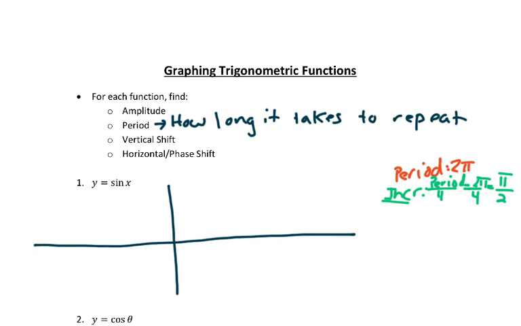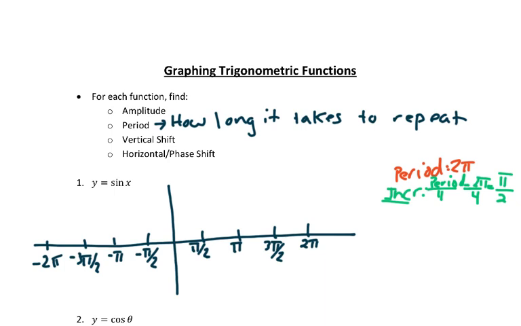That means we have 4 increments, and each one of these is going to have a distance of pi over 2. So this will be pi over 2. This will be 2 pi over 2, which will be pi, 3 pi over 2, and then 4 pi over 2, which is just 2 pi. And notice these are nice pretty ones. I'm also going to do the negative direction as well. All right, so now we have our x-axis figured out.